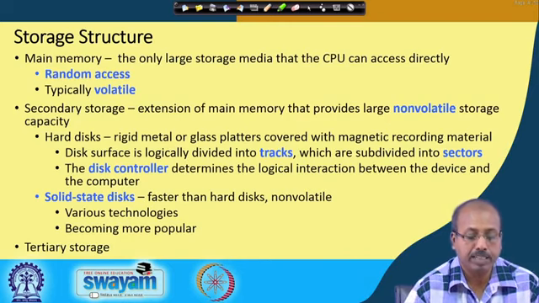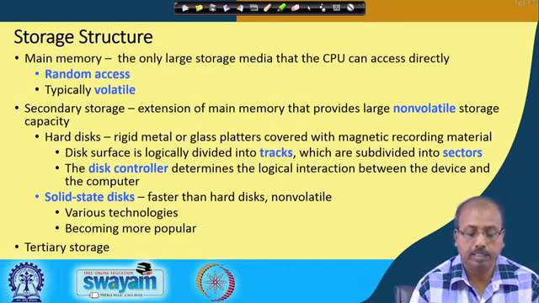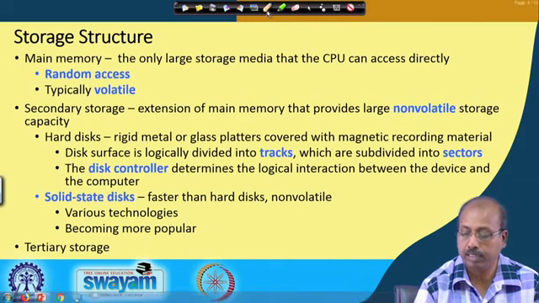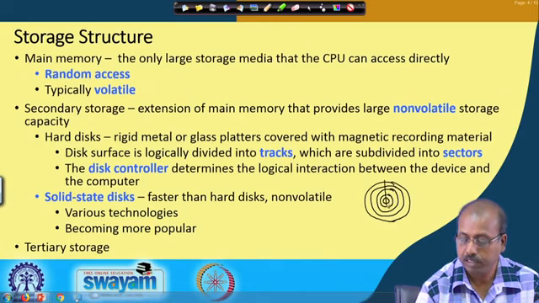Typical examples are hard disks: rigid metal or glass platters covered with magnetic recording material. This is the structure of the hard disk. The disk surface is logically divided into tracks, which are again divided into sectors. Typically we have a situation like this. If this is a disk plate, it is divided into tracks. We have several such concentric tracks, and these tracks are again divided into sectors, like this.